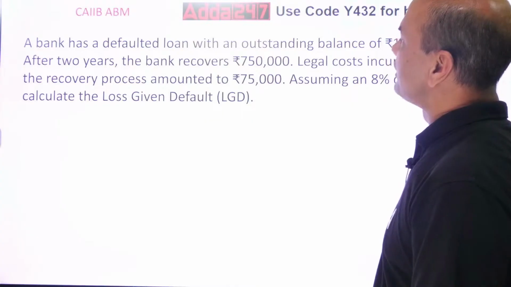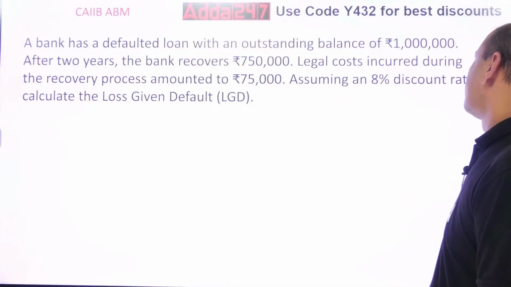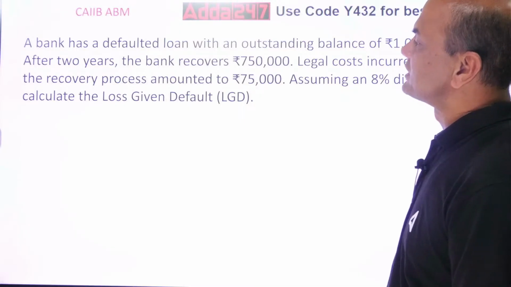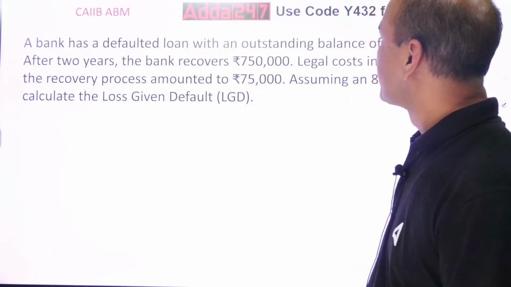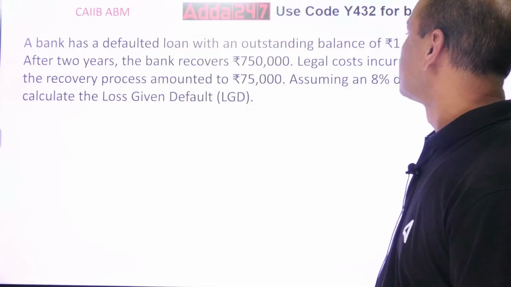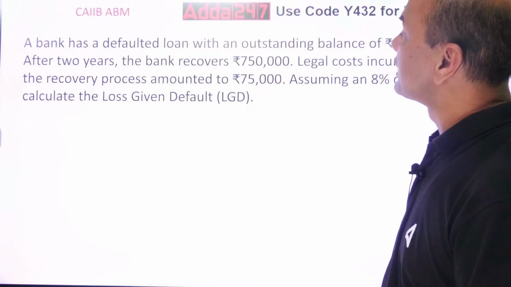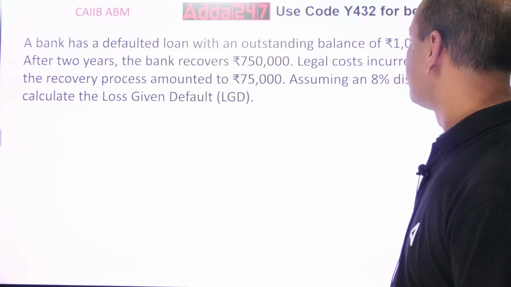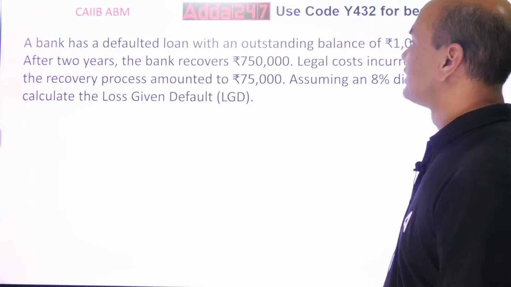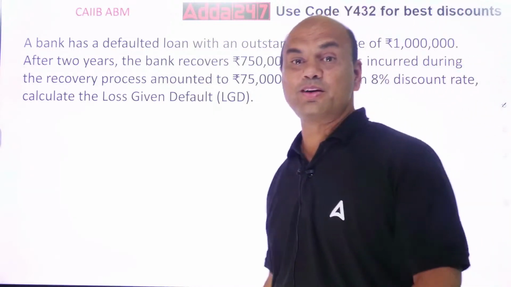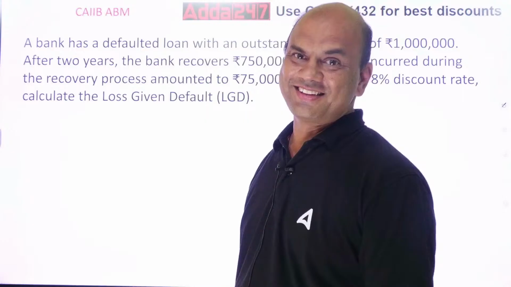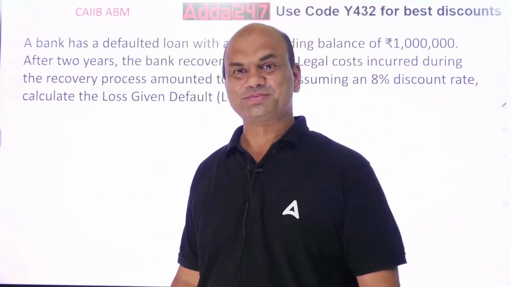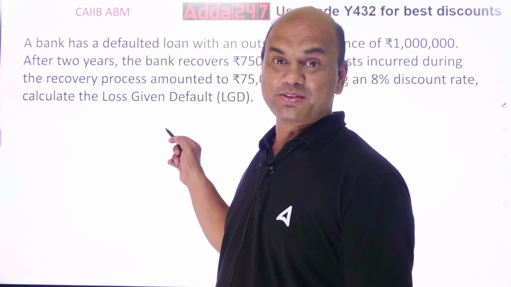A bank has a defaulted loan with an outstanding balance of 10 lakhs. 1 million means 10 lakhs. After 2 years, the bank recovers 7,50,000. Legal cost incurred during the recovery process amounted to 75,000. Assuming 8% discount rate, calculate the loss given default. This numerical you will not find anywhere, in any of the books. Calculate the loss given default.